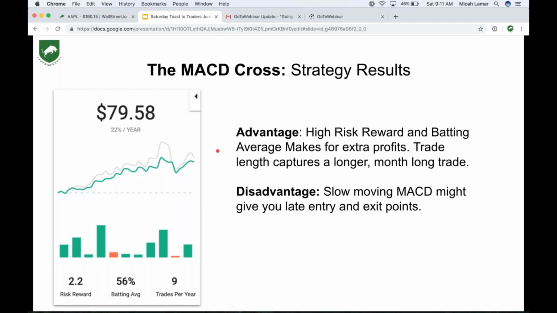So you can think there's probably several stochastics crosses in one MACD cross. The disadvantage, though, is that it's a little bit slow, right? And that's partially why it's so long. The slow-moving MACD might give you a slightly late entry and a late exit point, but you're still going to capture the meat of the move.